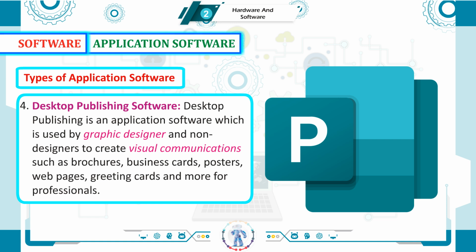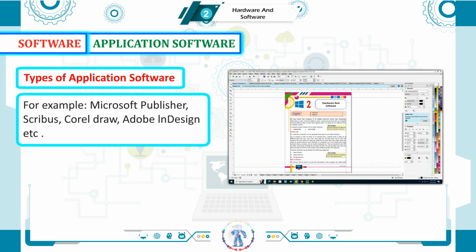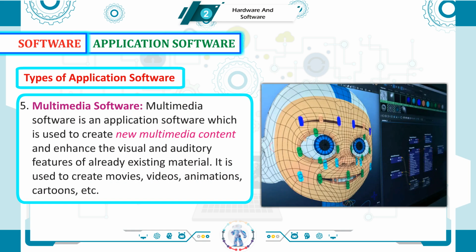4. Desktop publishing software. Desktop publishing is an application software which is used by graphic designers and non-designers to create visual communications such as brochures, business cards, posters, web pages, greeting cards, and more for professionals. For example, Microsoft Publisher, Scribus, CorelDRAW, InDesign, etc.